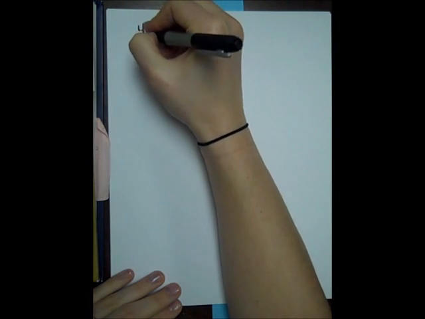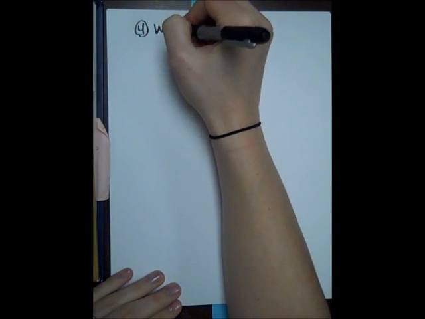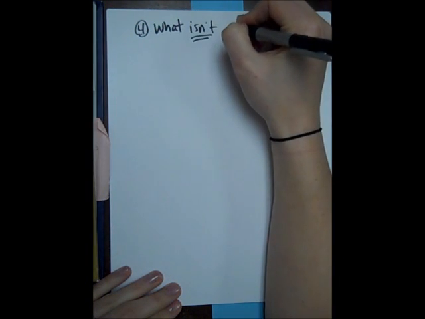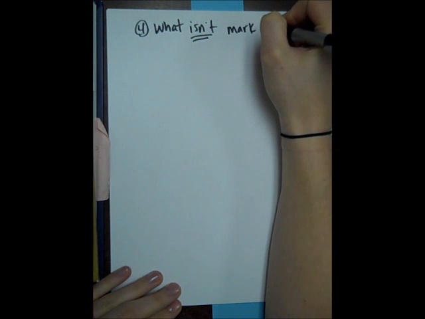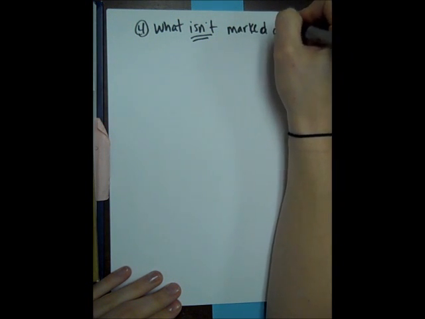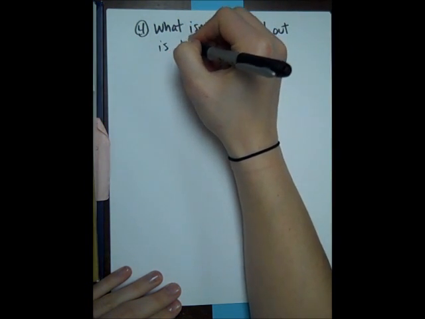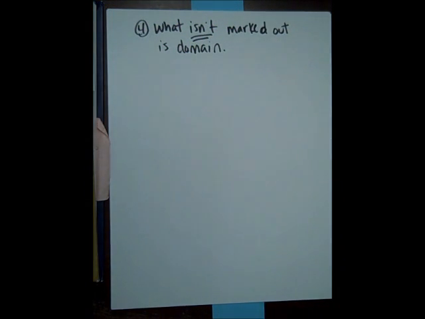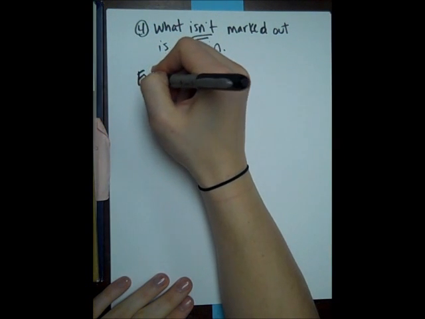The last step here, this is step 4, is what isn't marked out. So what is not marked out is your domain. So basically what we're doing is we're starting with all real numbers, that's our number line. Then we're saying what is bad, mark out all the bad things, what's left is everything that's good. So let's do some examples.